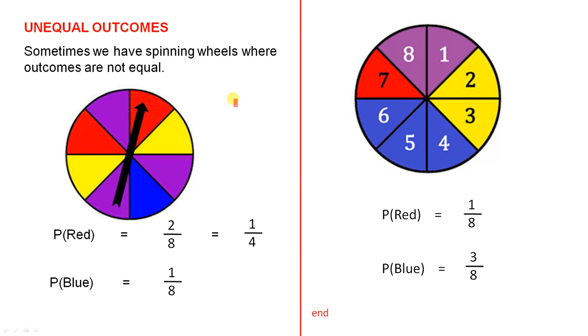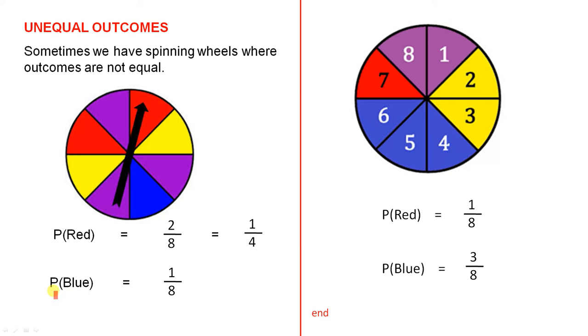Unequal outcomes. Now sometimes we have spinning wheels where outcomes are not equal. This is a very interesting one. Let's look at this spinning wheel here. We have 1, 2, 3, 4, 5, 6, 7, 8 different areas. What's the probability of landing on a red? Well, there are 2 reds, so it's 2 over 8, because there are 8 different areas. So 2 over 8 is a quarter, so the probability of landing on a red is 1 over 4.